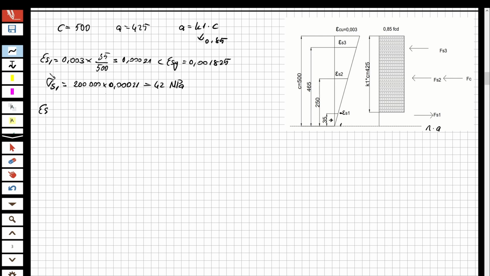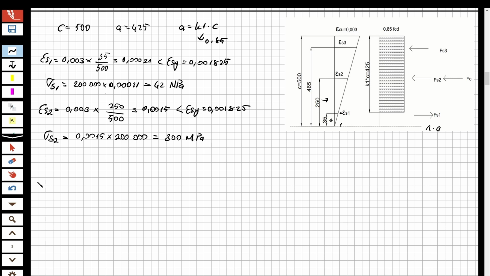So let's do it for the second one. 0.003 multiplied by the distance. Let's check what the distance is. 250, so 250 over 500, and this is going to be equal to 0.0015, smaller than epsilon sy equal to 0.001825. So let's calculate this stress also. 0.0015 multiplied by 200,000, the modulus of elasticity, is equal to 300 megapascal.